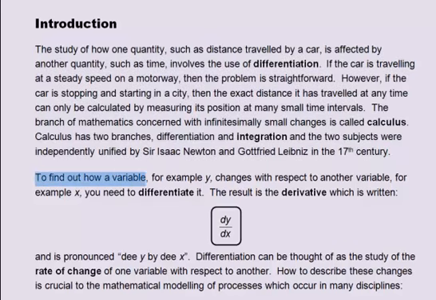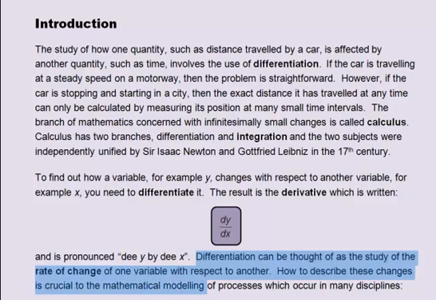To find out how a variable, for example y, changes with respect to another variable, for example x, you need to differentiate it. The result is the derivative, which is written like this and is pronounced dy by dx. Differentiation can be thought of as the study of the rate of change of one variable with respect to another. How to describe these changes is crucial to the mathematical modelling of processes which occur in many disciplines.